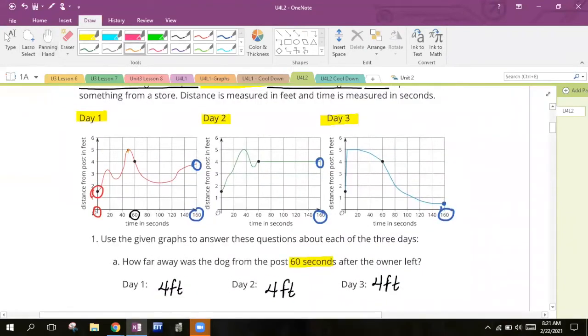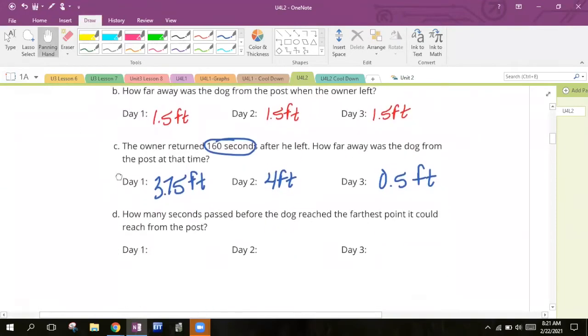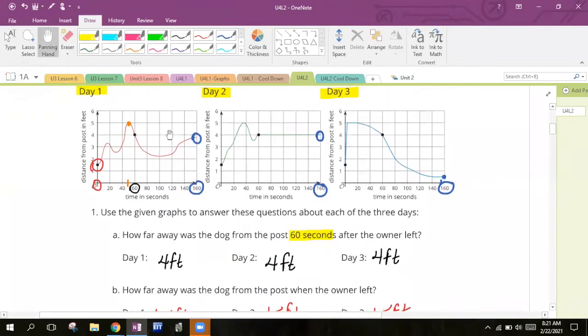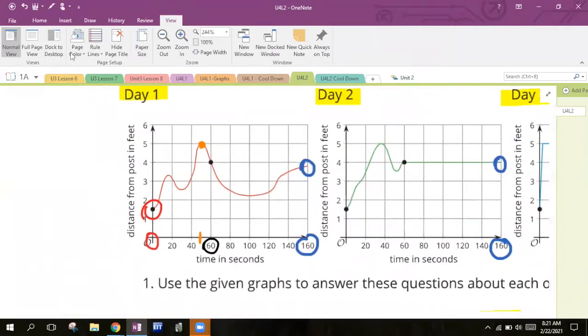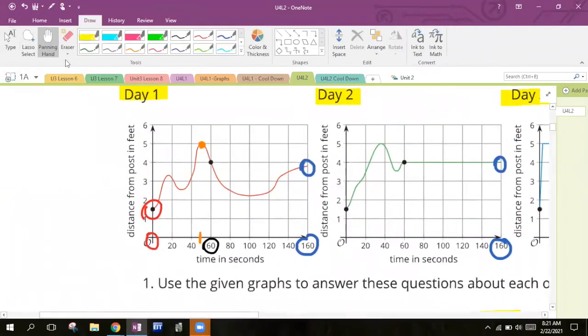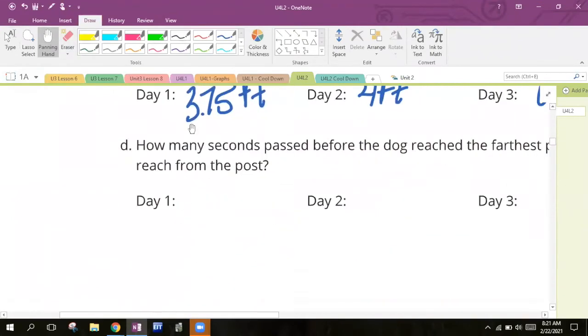It's about right there. Okay, so we want to know how much time has passed. So that's somewhere right about there. So about how much time has passed at that point? What do y'all think? 50 seconds. About 50 seconds. Good. So on day one, it had been about 50 seconds when he was at that farthest point.